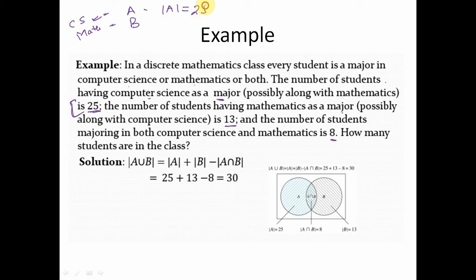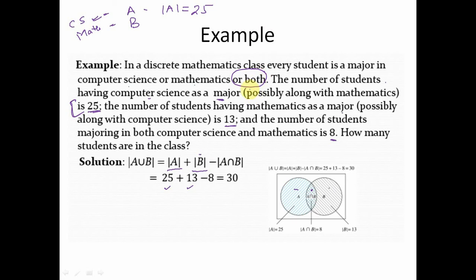So there are 25 people who have computer science as a major. Please understand, I am not saying that they are having only computer science. There might be certain students who have computer science as well as mathematics as their major. That is given in A intersection B. But the number of students who have computer science as their major is 25. The number of students who have mathematics as their major is 13. Once again, this group may include certain elements which also have computer science. You see, we have been given, or both.